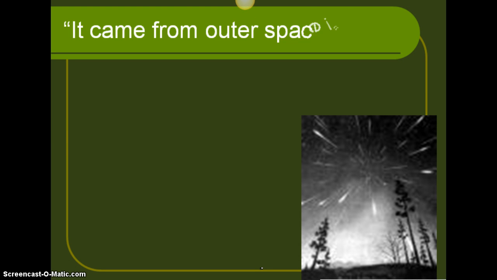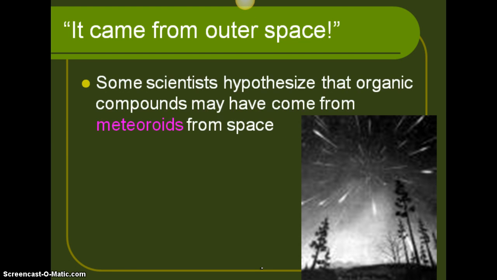Now, other possibilities, maybe there were small life forms, small single-celled organisms that were on meteors that ended up hitting Earth, and then once those were in these lakes and pools, those cells were able to grow and develop into the life forms we have today.